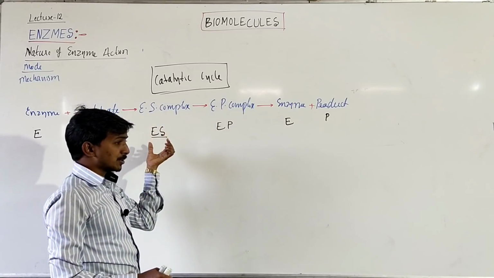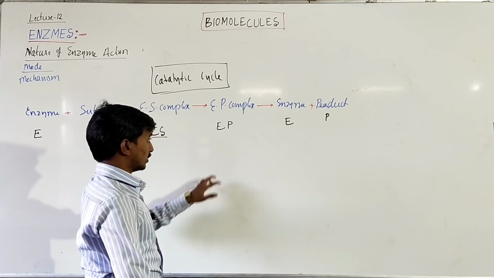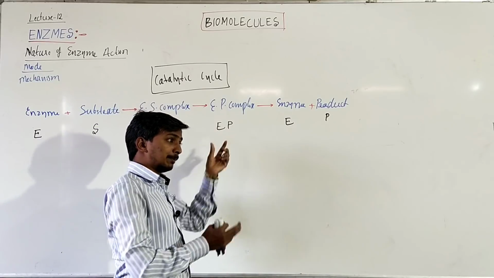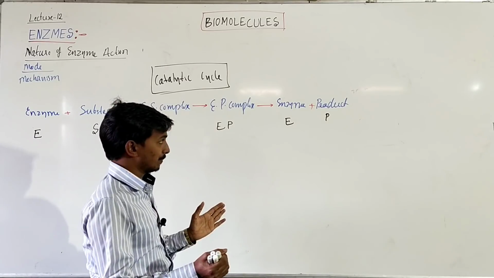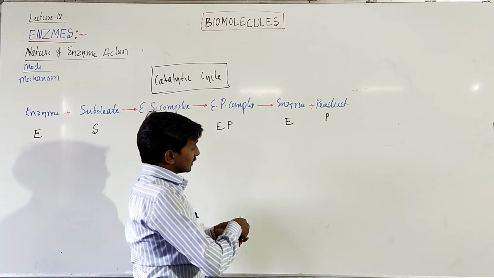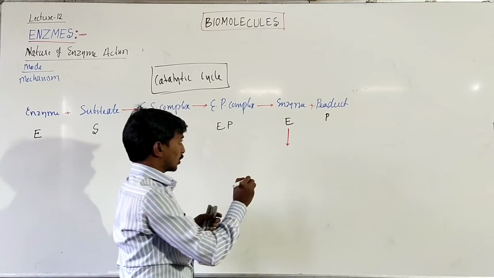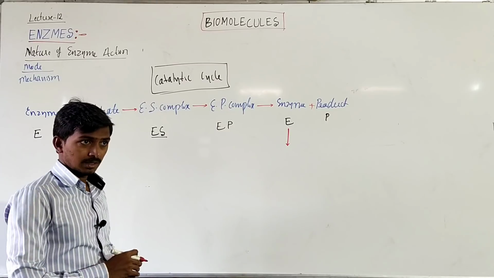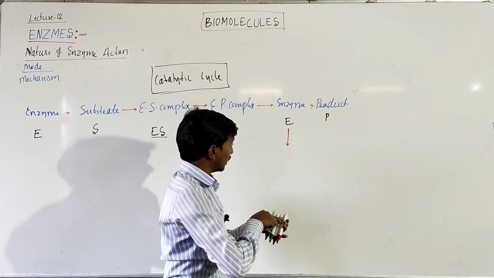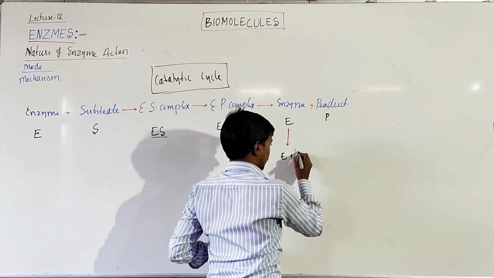This enzyme substrate complex will form an enzyme product complex. Later on, this will be completely separated. That's called enzyme plus product. Again, this enzyme is ready for the next reaction, because this is the end of one cycle. Enzyme was free here, enzyme is again free now here. Again, the enzyme can bind with another substrate.